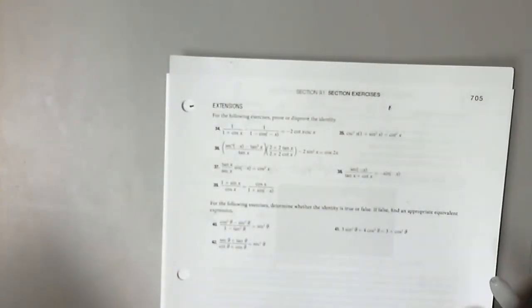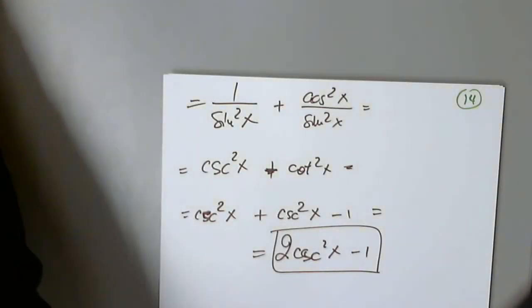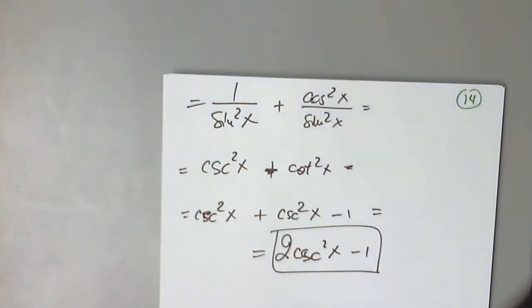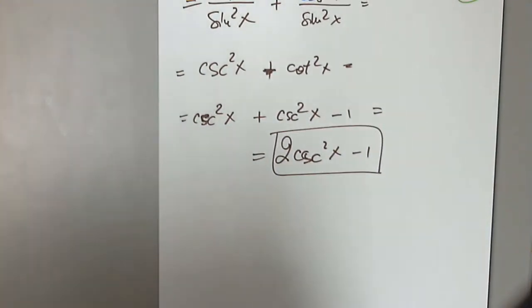So we want to work on 36? Okay. I want you to pay attention to the technique, the technique of proving identities. Please do not mess it up. Very important, so please follow what I'm doing step by step.